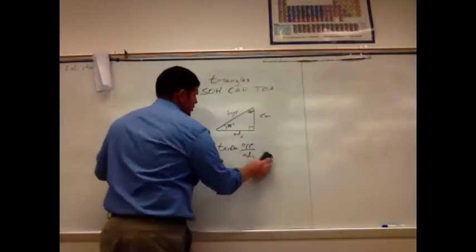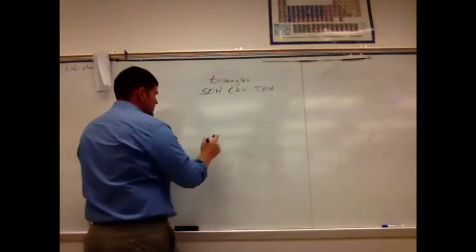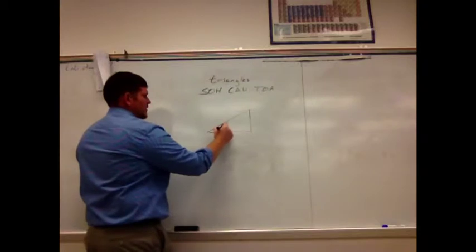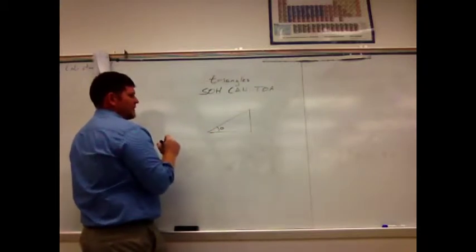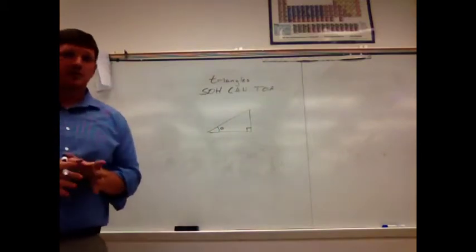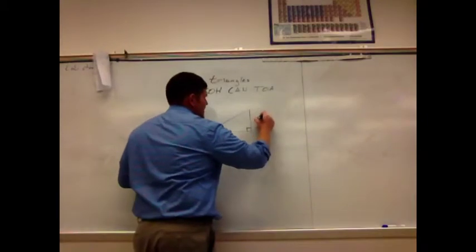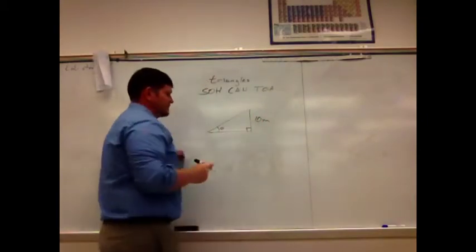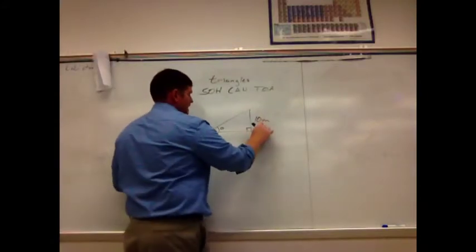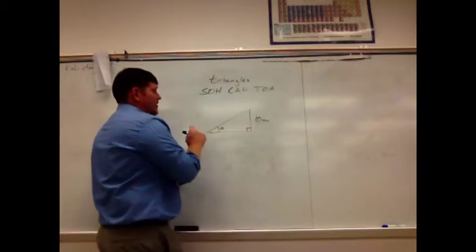Instead, let's see if we have to solve for an angle. Let's say we have a very similar triangle, and this is our theta. It's still a right triangle, because that's all we're going to be working with. Let's say this side is 10 meters. So we know this side, and this is theta.